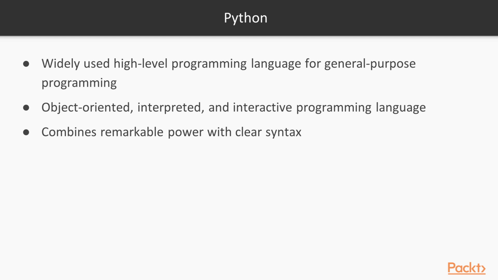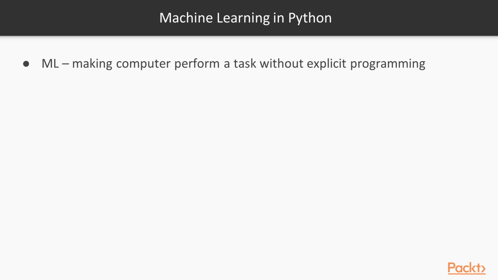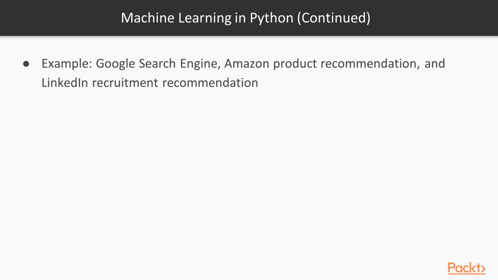Python combines remarkable power with very clear syntax, and it's the number one language today for machine learning. Machine learning is simply making a computer perform a task without explicitly programming it. In today's world, every system that does well has a machine learning algorithm at its heart. Take, for example, the Google search engine, Amazon product recommendations, LinkedIn, Facebook, etc. All these systems have machine learning algorithms embedded in one form or another.